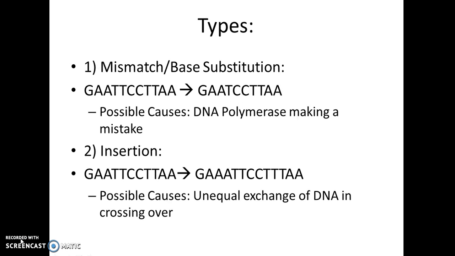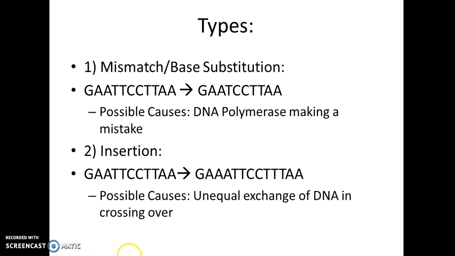So the different types. The first type is mismatch or base substitution. On the left-hand side, we have the normal DNA. On the right-hand side, we have the mutation. The mutation would be here, which is the C instead of the T. It looks like I did that wrong and should have an extra T in there too. Oh well. The possible cause of a mismatch is DNA polymerase making a mistake.